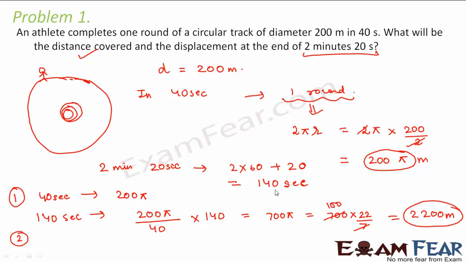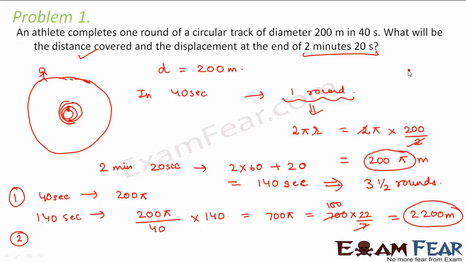So how many seconds are remaining? 20 more seconds. In 20 seconds, he will cover another half round, because in 40 seconds he is covering one round. So this total 140 seconds corresponds to 3.5 rounds. That means if you start at this point, he will cover 1 round, 2 rounds, 3 rounds and then half a round. So his final point will be here.